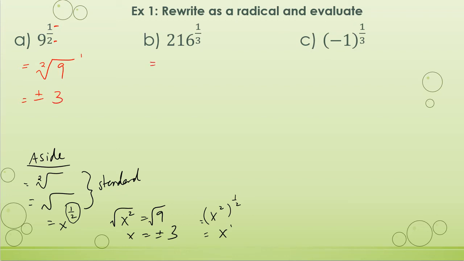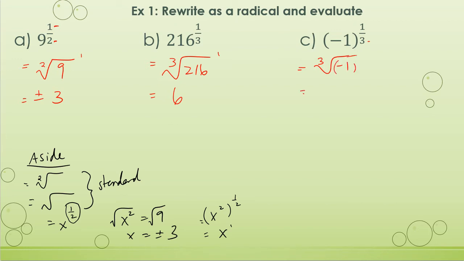Try the next one. Again, our pattern, the denominator goes in the index. So the cube root of 216, and if you want to put the exponent 1 there, you can. That's the numerator, but putting anything to the exponent 1 is not going to change anything. Using your calculator, what is the cube root of 216? 6.